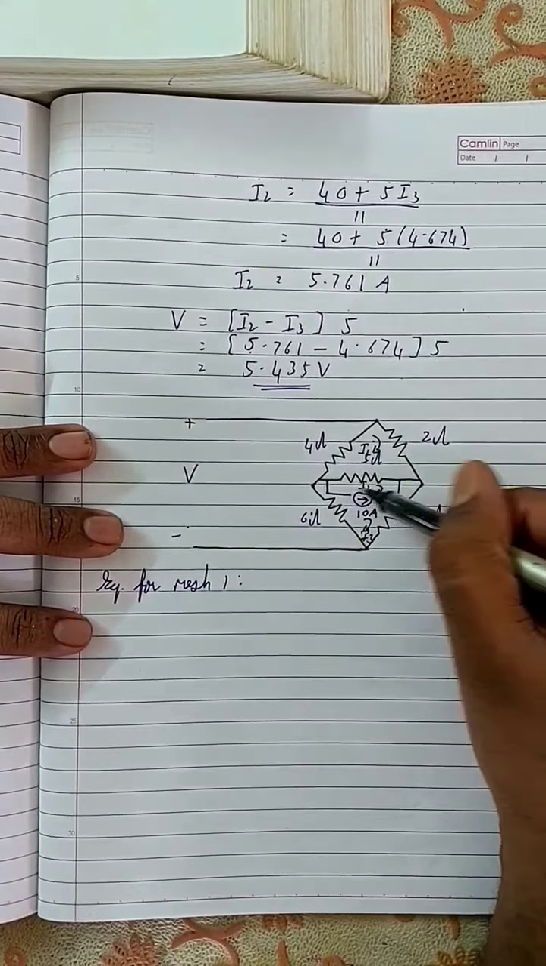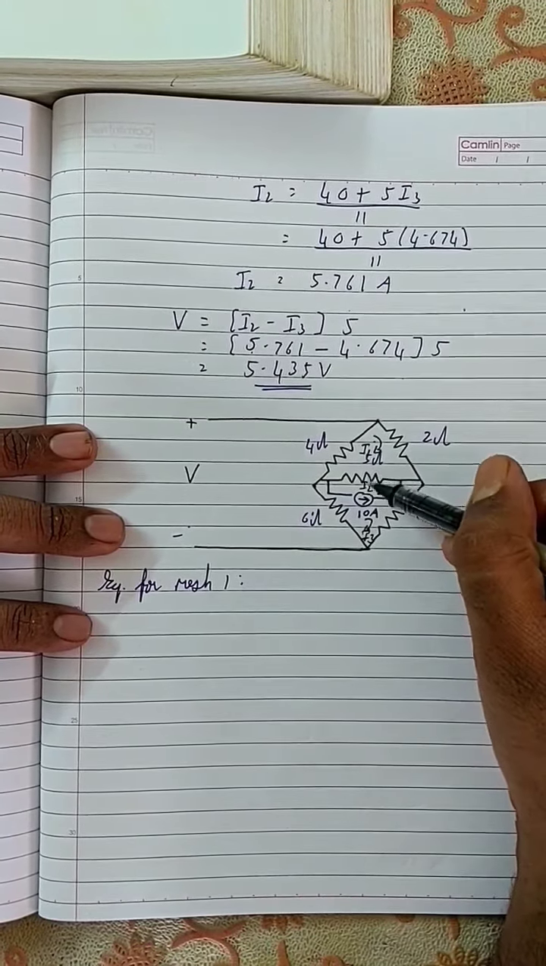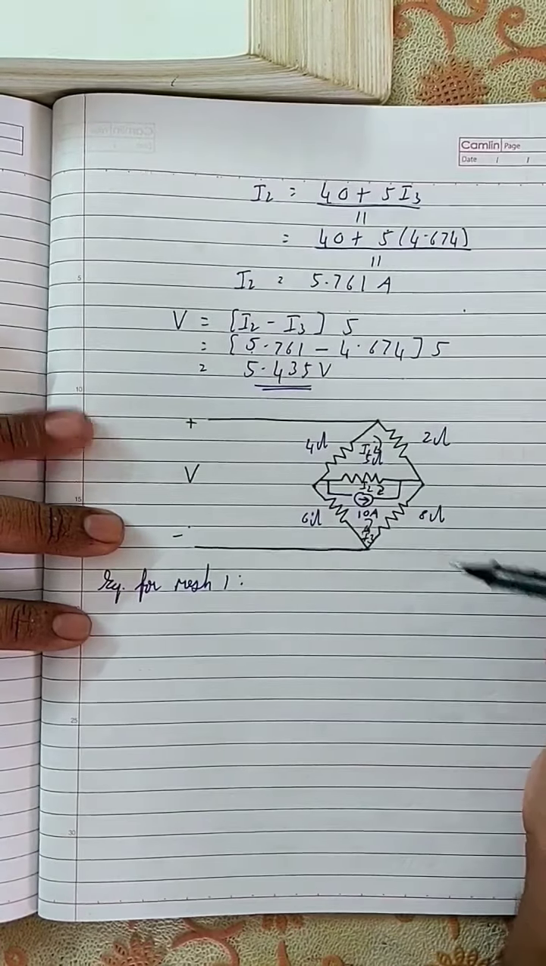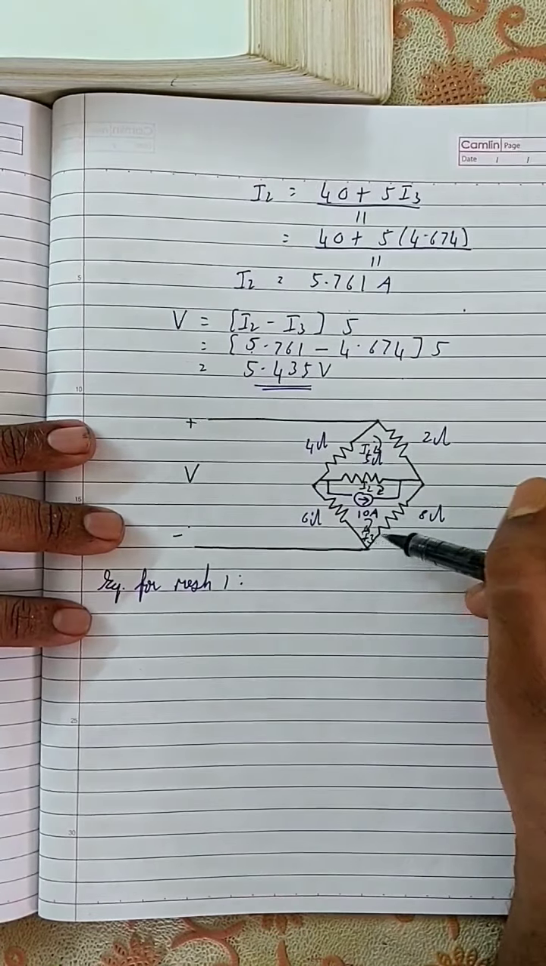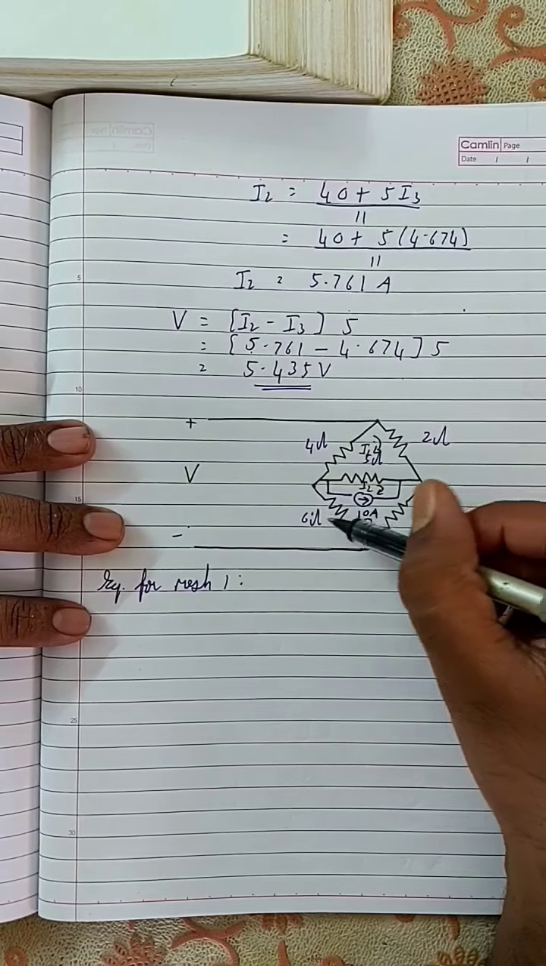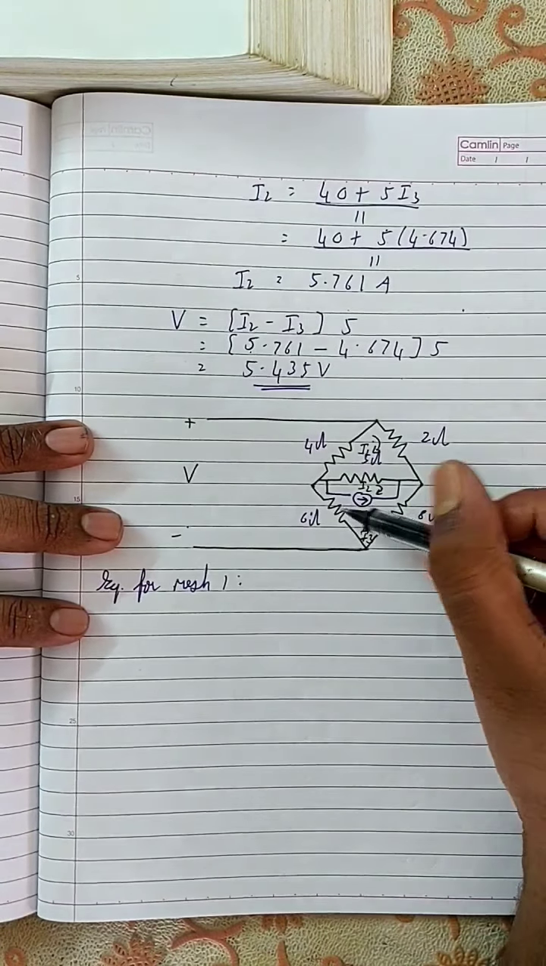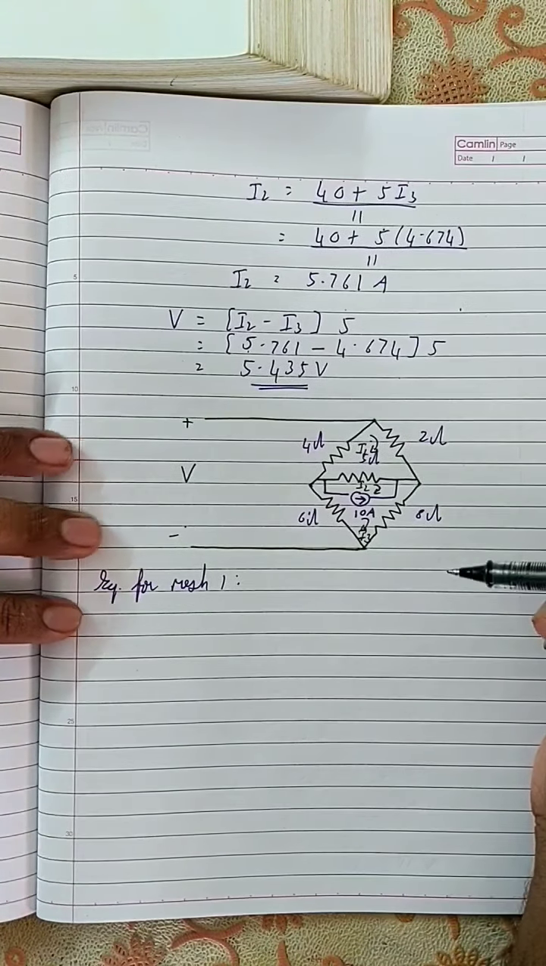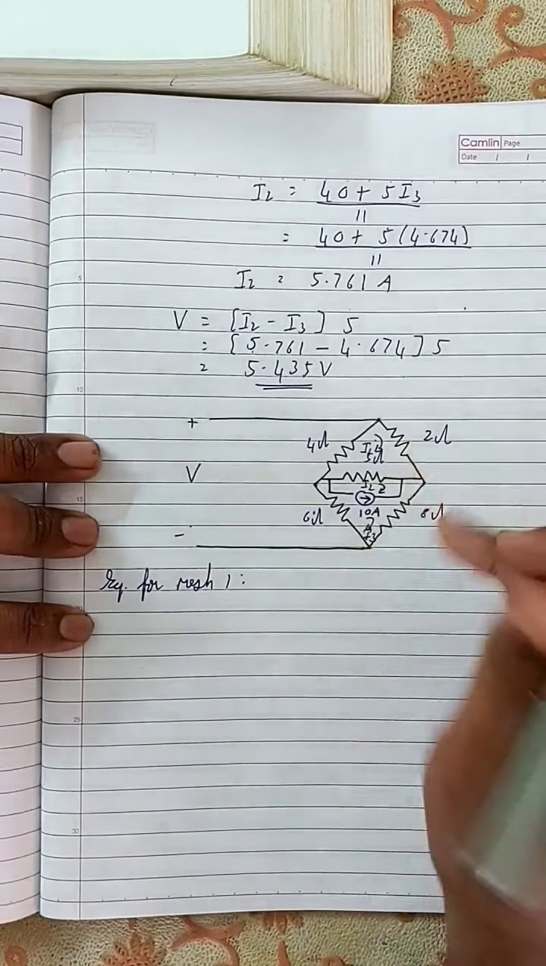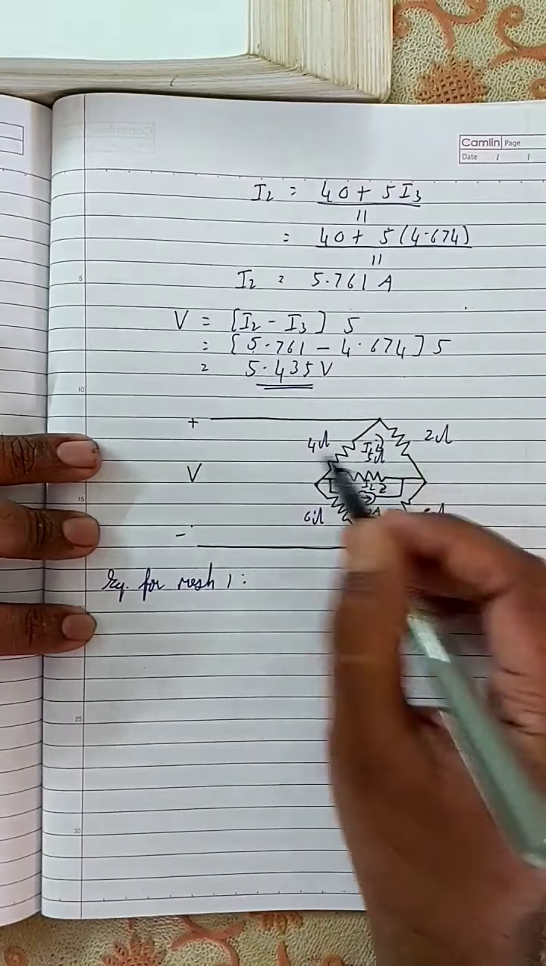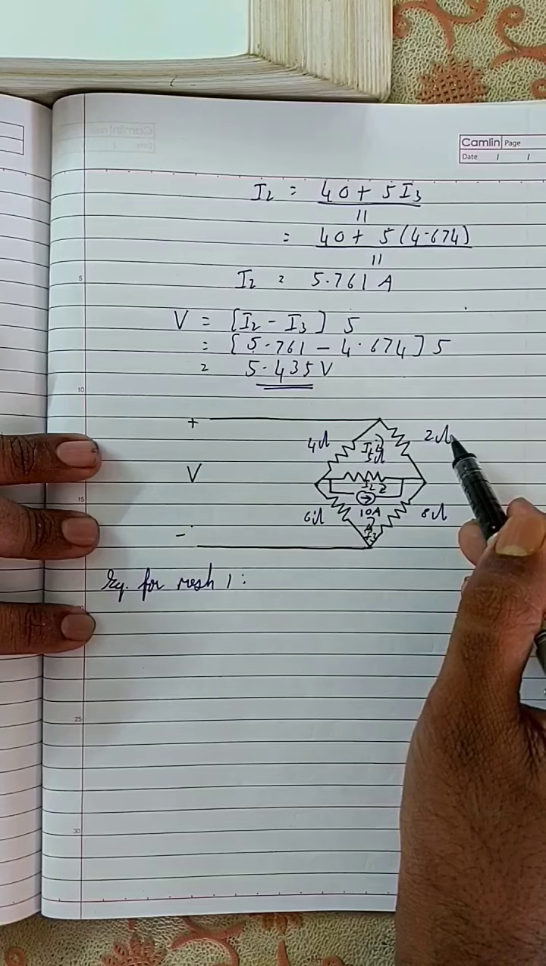And I2 is this mesh, consisting only of a resistor and a current source. That is I2. And what about this I3? I3 is this mesh, that is this current source and these 2 resistors. That is mesh 3.